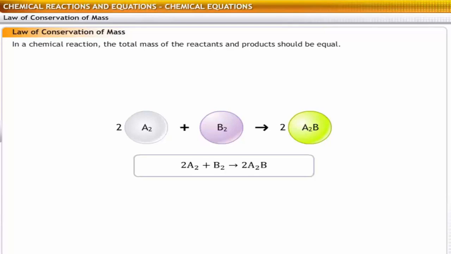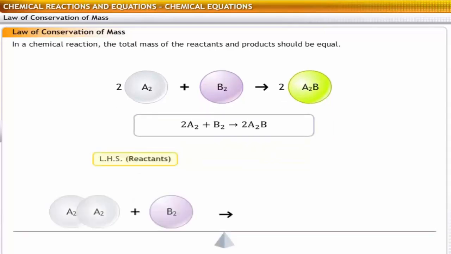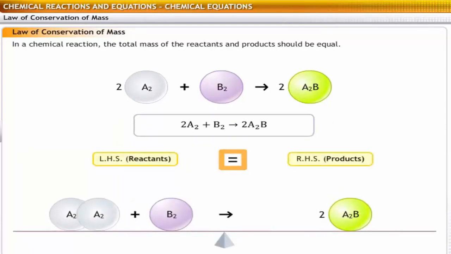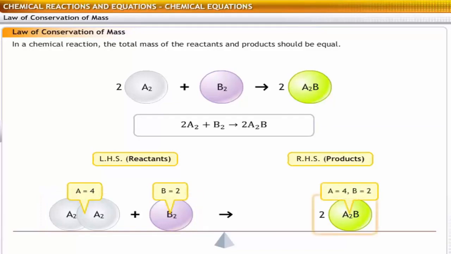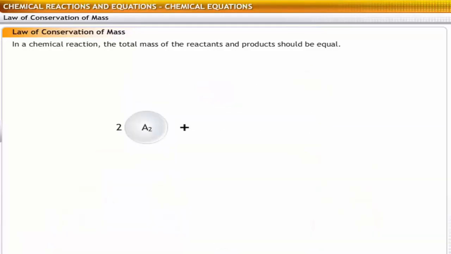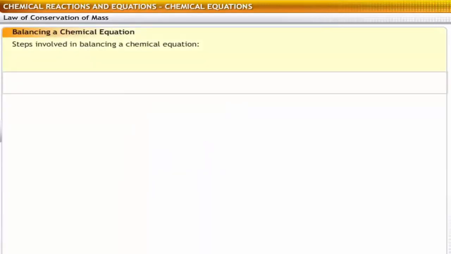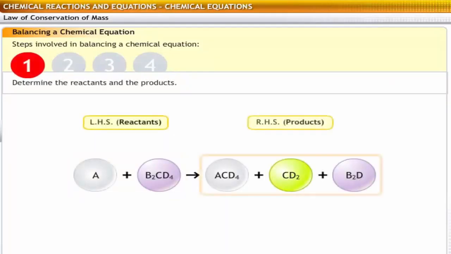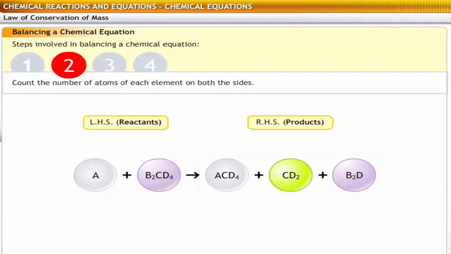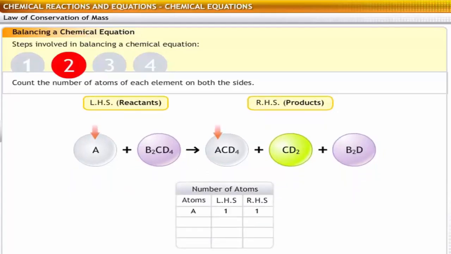The law of conservation of mass states that the total mass of the reactants and the products should be equal. This means the number of atoms of an element on the reactant side should be the same as the number of its atoms on the product side. All chemical equations must adhere to the law of conservation of mass. Therefore, all chemical equations need to be balanced. The process of balancing a chemical equation involves 4 steps. Determining the reactants and products in a reaction. Counting the number of atoms of each element on both sides.